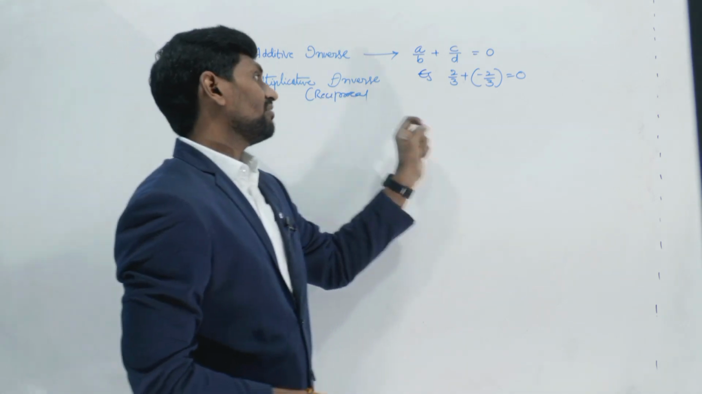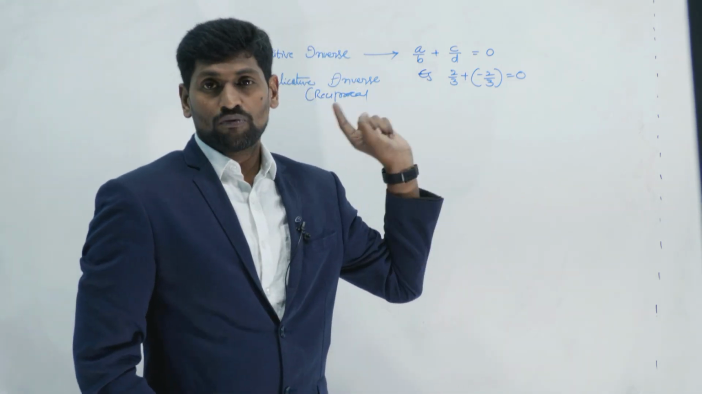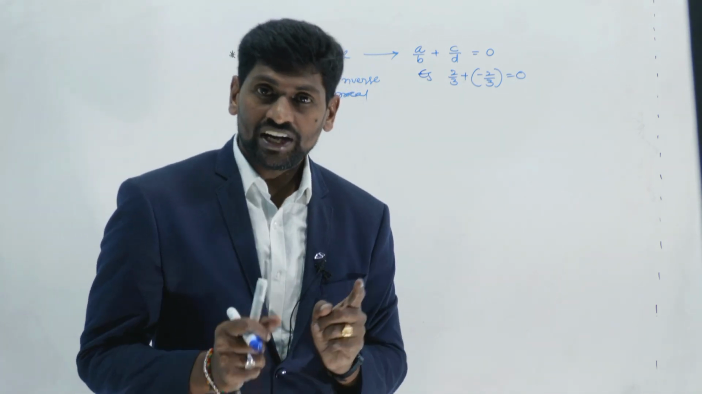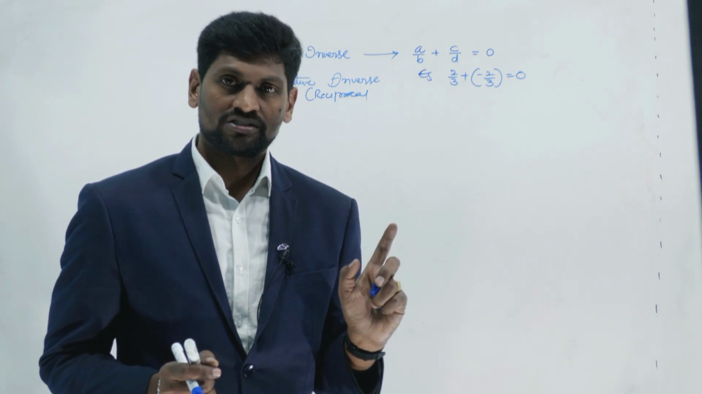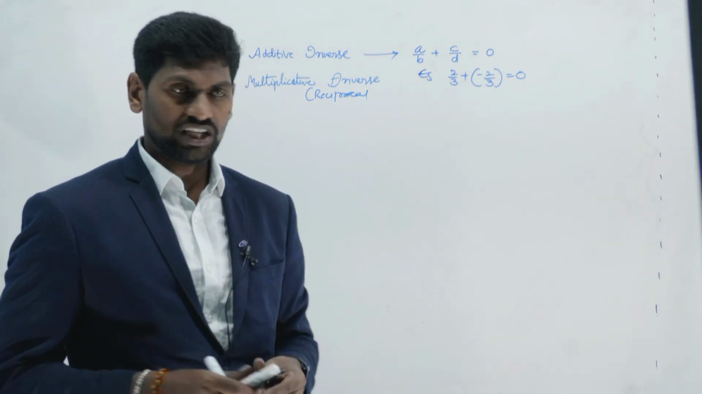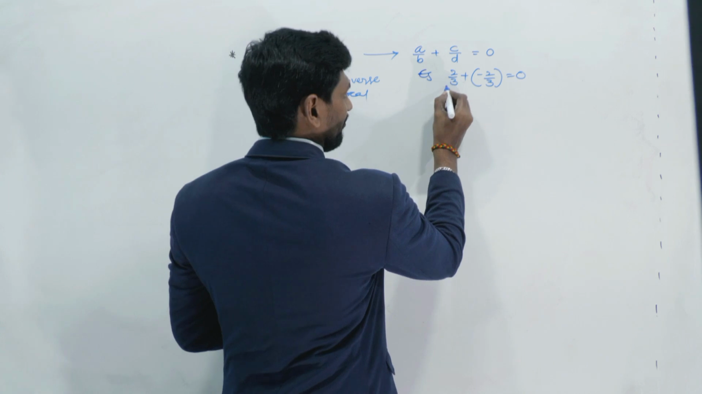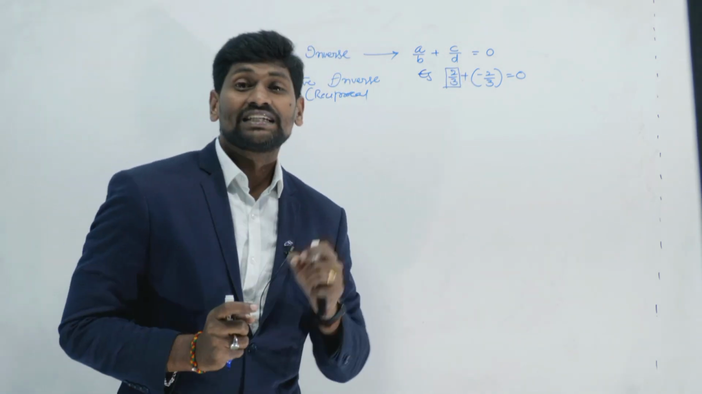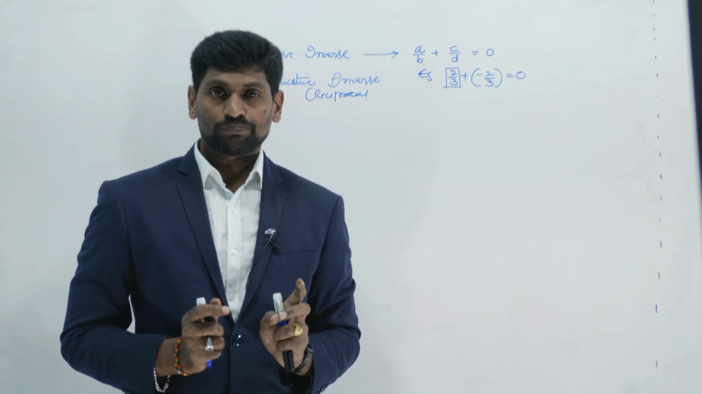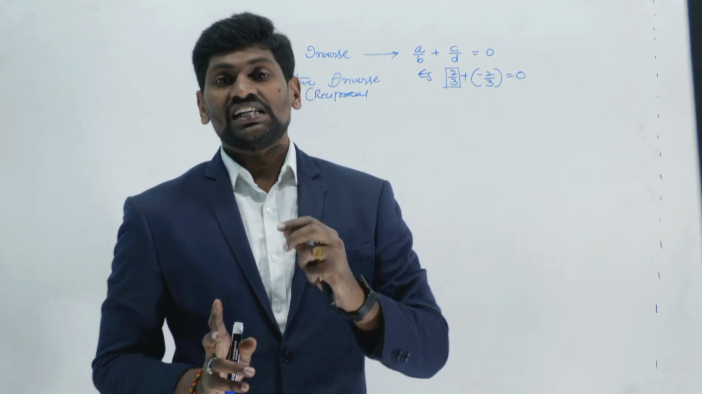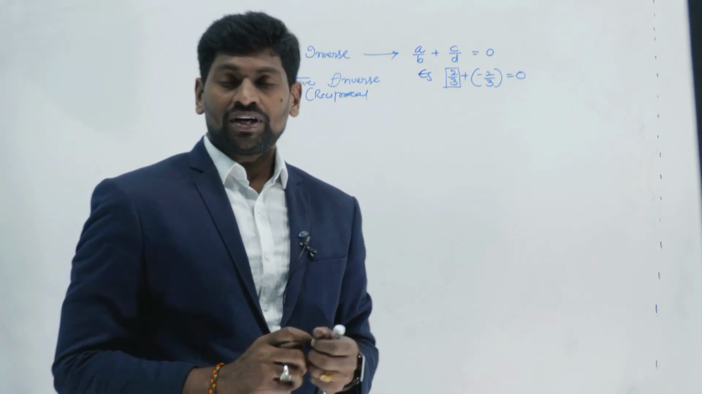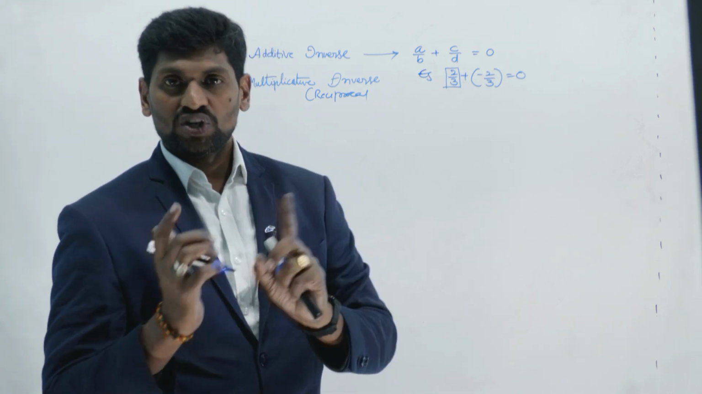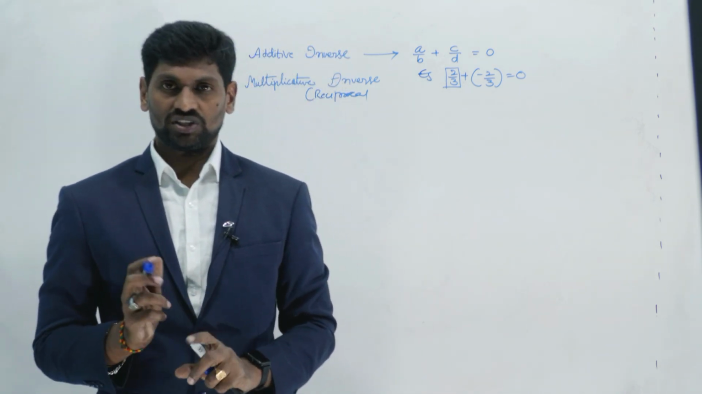For 2 by 3, we have only one additive inverse. We don't have more than one additive inverse for every number. Every number has one and only one additive inverse. So that means for every positive rational number, there exists a negative rational number whose sum becomes 0, and that property is called additive inverse.